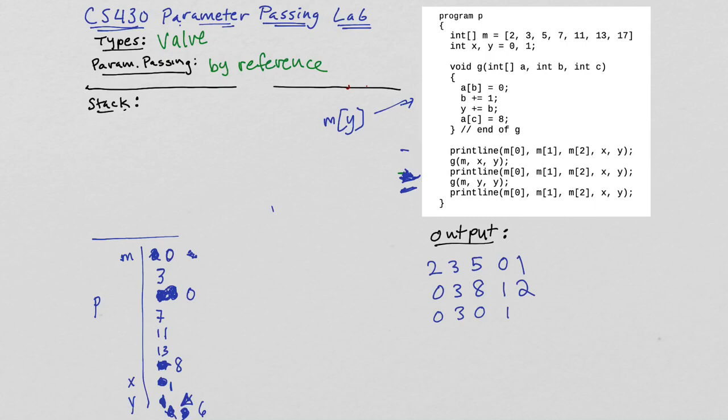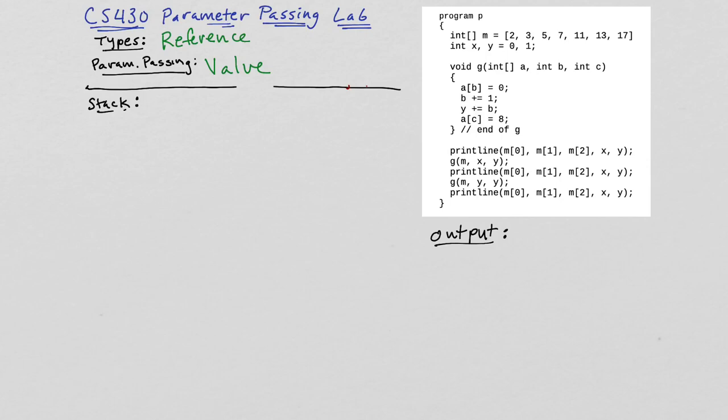Okay, so now we've switched things up. We are now going to look at types being reference types, but the references are passed by value. This is what Java does. So Java passes by value, except that everything but primitive types are actually reference types. Sometimes people get confused and say Java passes by reference. It does not. It passes references by value. And we're going to see the difference in this version.